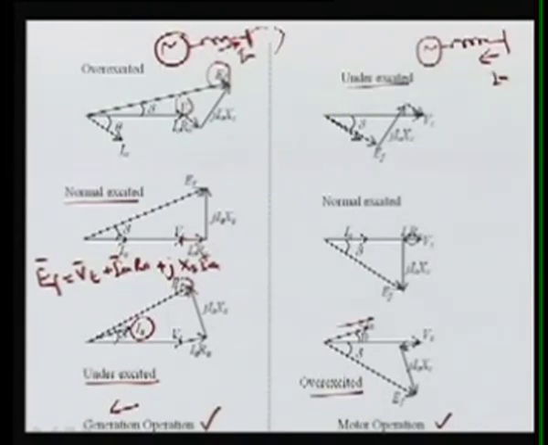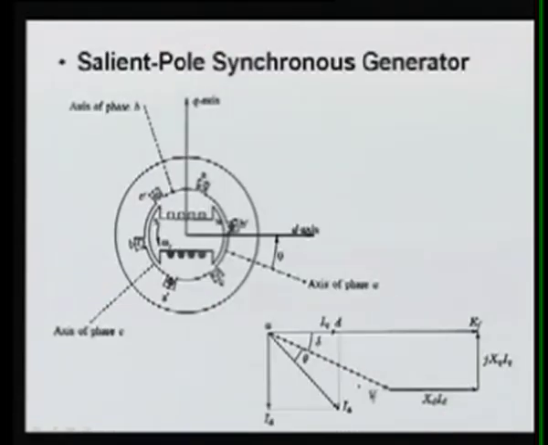Here it was injecting, here it was coming out. So this sign is changed. Under excitation, if it is lagging, then it will be under excited. However, it is lagging here, and it is over excited because it is injecting. Similarly, we can say if it is in phase with the terminal voltage, then it will be normally excited, and if it is leading, then it is called over excited operation. This is a motor operation, and here it is a generator operation.